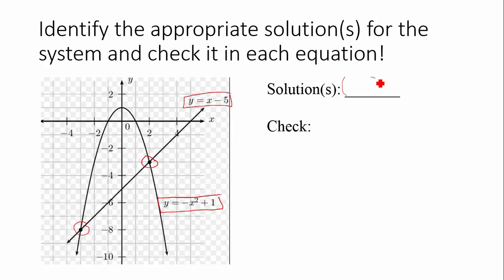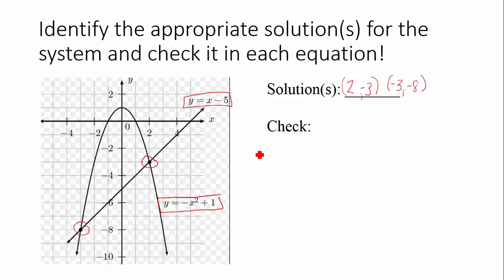So the solutions in our situation are this point right here, which is (2, -3). And then the other point down here, which is (-3, -8). So we have two points of intersection here. Now it does say to check to be sure that what we're seeing is correct. Oftentimes when we graph these by hand especially, not so much with technology, sometimes these are going to intersect in places that aren't always nice integer values or nice coordinates here.